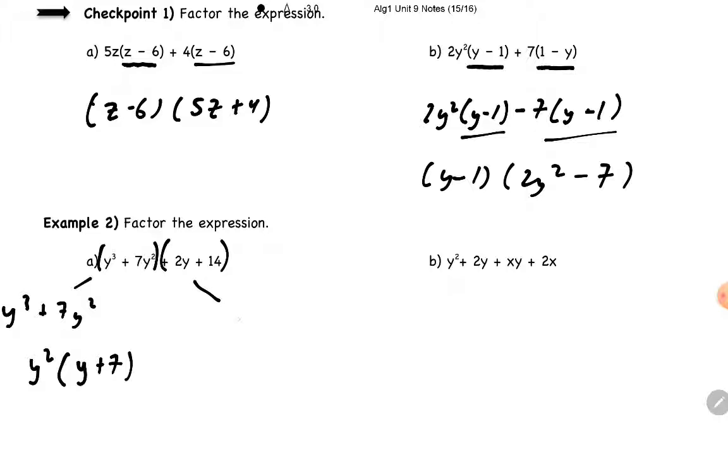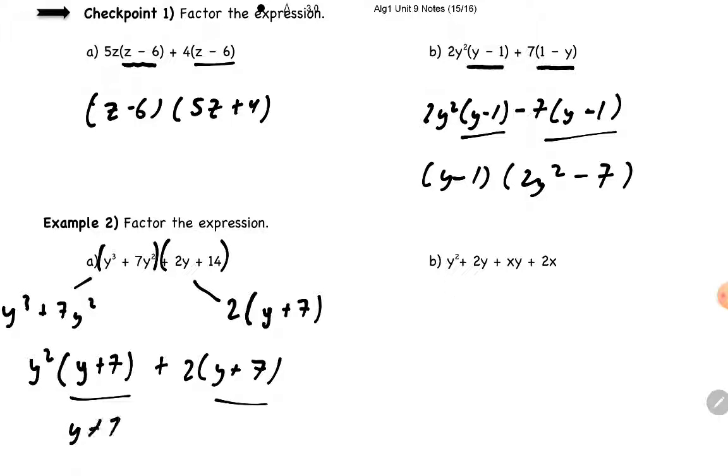Now let's look at here. We have 2y plus 14. I can factor out 2 because they both share a factor of 2. Y plus 7. 2 divided by 2 becomes 1, and 14 divided by 2 becomes 7. So we have plus 2 times y plus 7. So now they both share the y plus 7, so we can group them up. Y squared plus 2, and we're done.